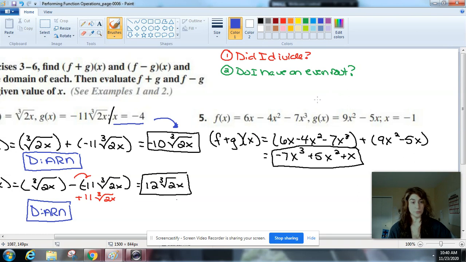For my domain, again, I'm going to ask myself the same two questions. Did I divide? Nope, I added. Do I have any even roots? No, there's no roots at all. These are all nice whole number polynomials. So again, in this case, I have all real numbers as my domain.